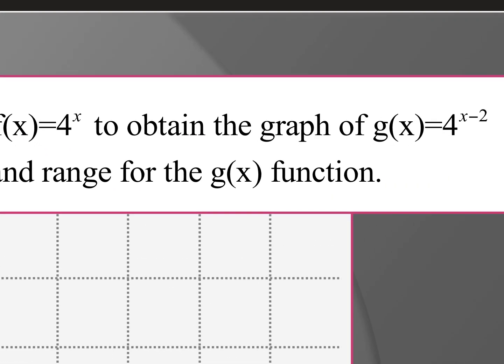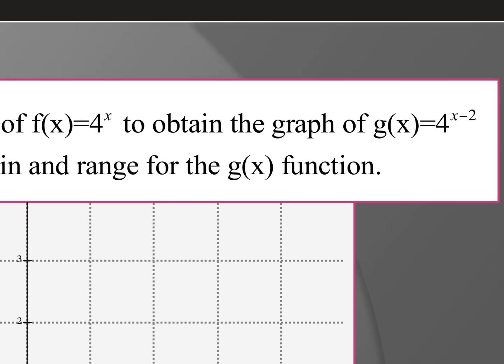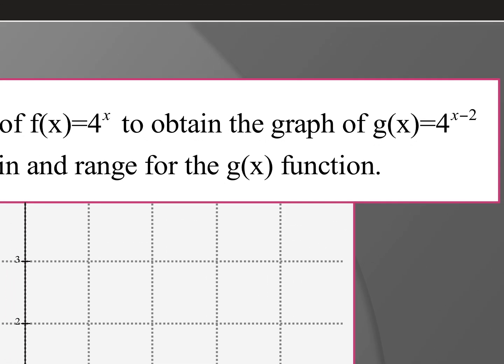Oh, look. It's the same kind of thing. What's the difference here? Max, what's the difference in g? It's moving left and right. Correct. Which way does it move if it says x minus 2 in the exponent? Moving to the right.